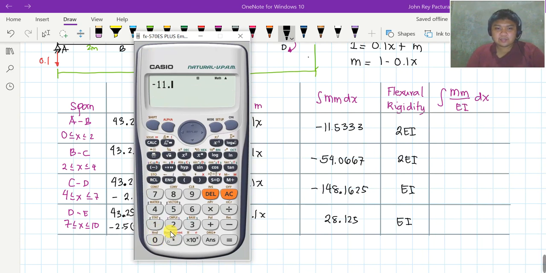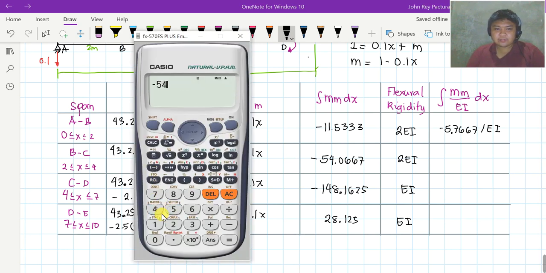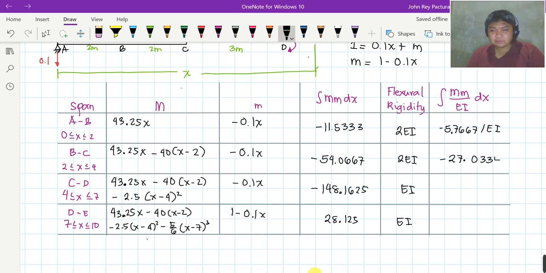Ang next na gagawin is ito, i-divide nyo na lang siya class ng flexural rigidity. So, yung negative 11.5333, just divide it by 2 kasi naka 2 EI. So, negative 5.7667 tayo dyan. Okay? Negative 5.7667 over EI. Well, for the second one, ganun din, negative 54.0667 divided by 2, ang sagot natin ay negative 27.0334 all over EI. Sa pangatlo, walang problema, negative 48.1625 over EI, and sa panghuli ay 28.125 over EI.